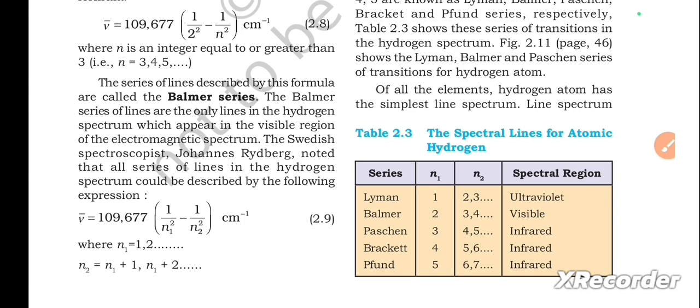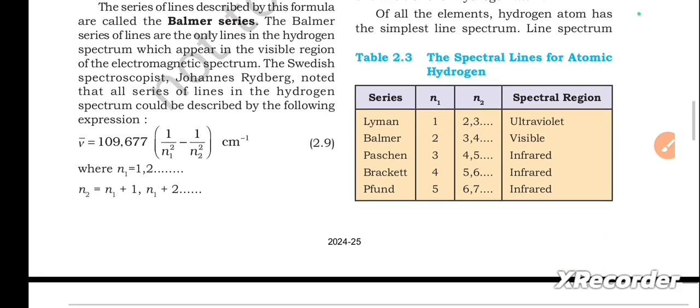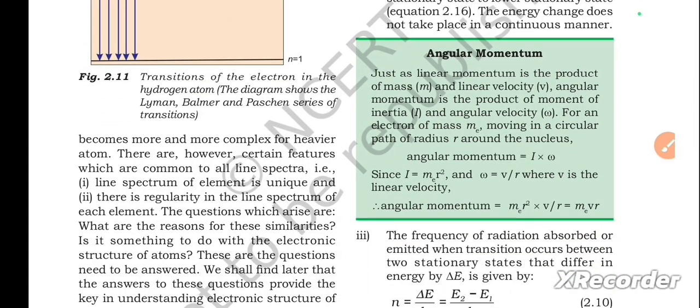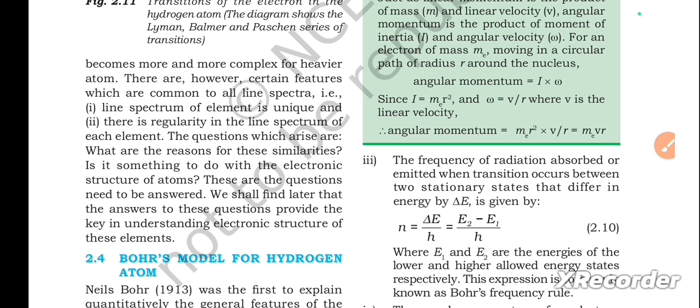Of all the elements, hydrogen atom has the simplest line spectrum. Line spectrum becomes more and more complex for heavier atoms. There are, however, certain features which are common to all line spectra. That is, first, line spectrum of an element is unique, and second, there is regularity in the line spectrum of each element. The questions which arise are, what are the reasons for these similarities? Is it something to do with the electronic structure of atoms? These are the questions that need to be answered. We shall find later that the answers to these questions provide the key in understanding electronic structure of these elements.